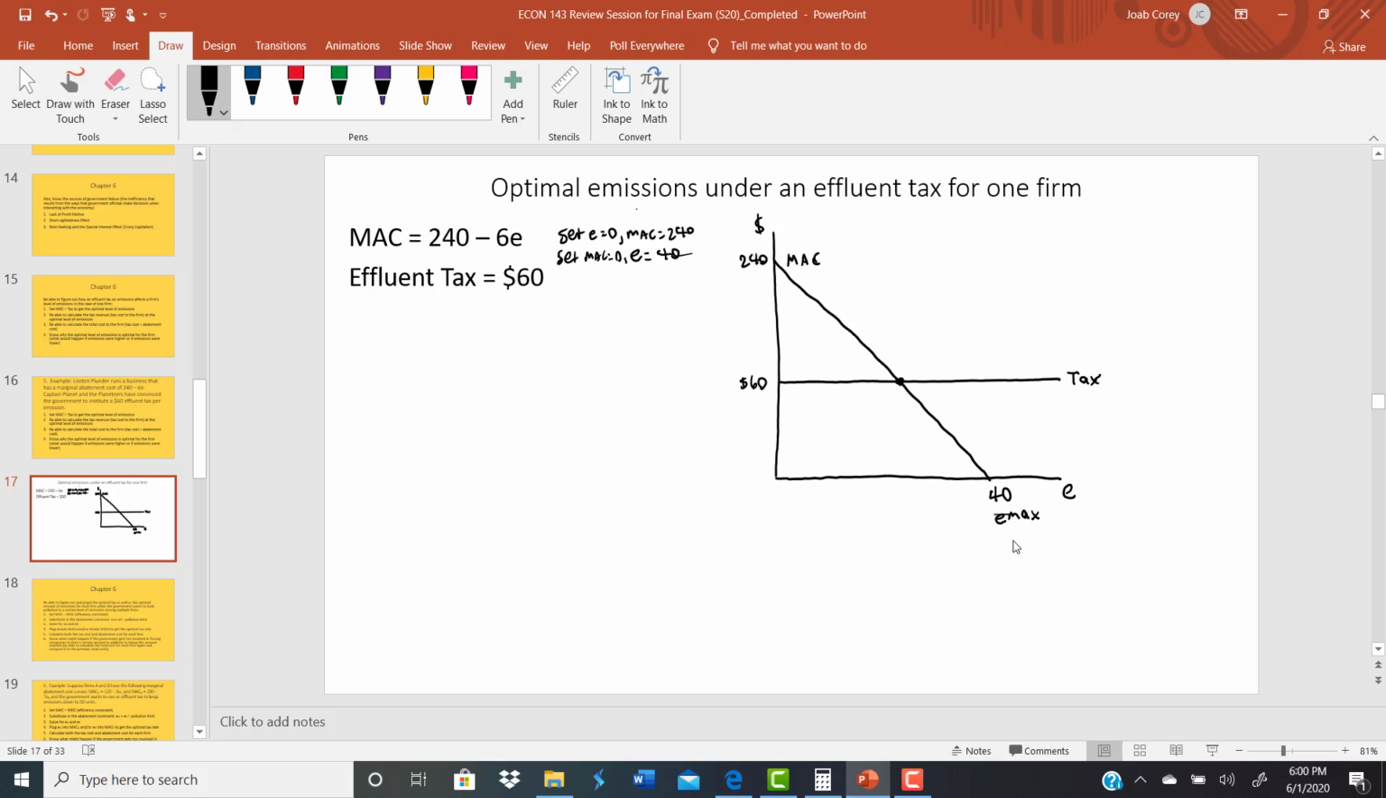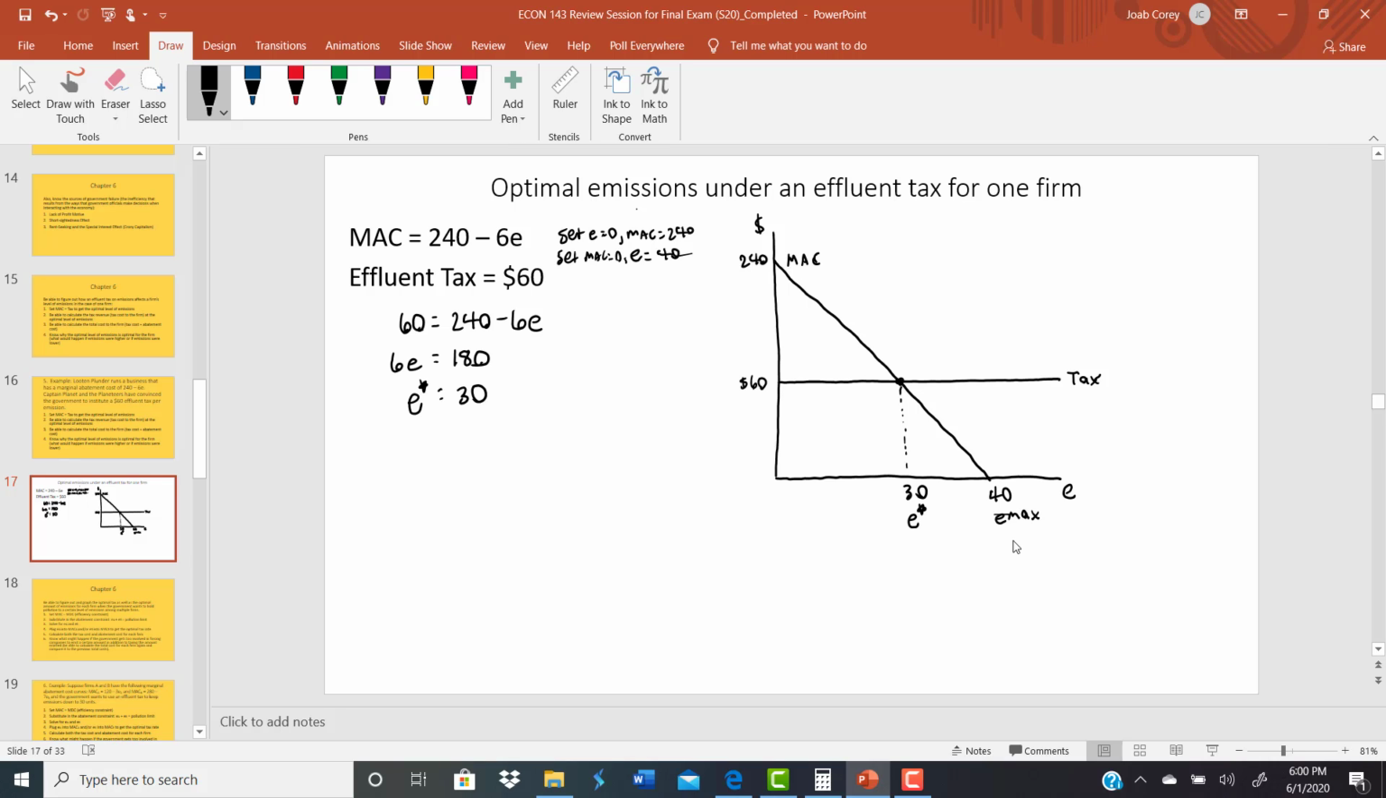So of course there's an equilibrium where those two curves intersect. It's going to give us our E star in light of this tax, and we need to figure out where that's going to be. So you just got to set your marginal abatement cost curve equal to the effluent tax. In other words, we've got 60 equal to 240 minus 6E. Move that 6E to the other side, subtract both sides by 60, and we've got 6E is equal to 180. So we know that our E star is equal to 30. So that's going to be our optimal number of emissions.